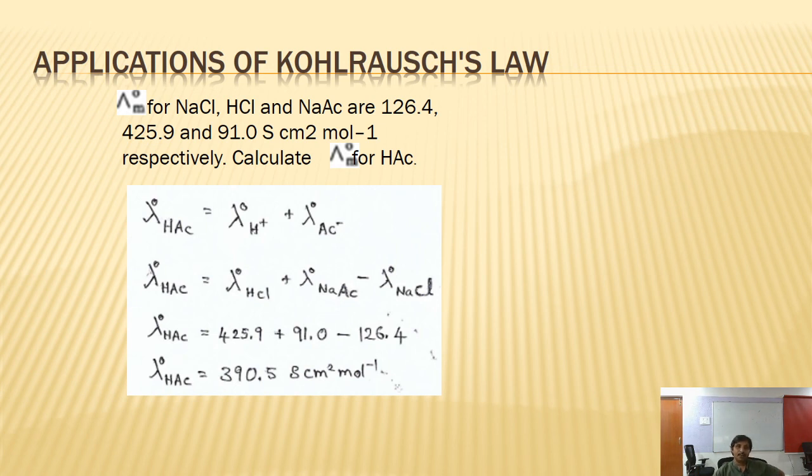According to the Kohlrausch law, it is equal to lambda naught H plus and lambda naught Ac. Here we apply the Kohlrausch law formula: lambda naught HCl, lambda naught of sodium acetate, and lambda naught of NaCl. Substitute these; the explanation I have given, we have discussed earlier. Substitute the values and get the answer.